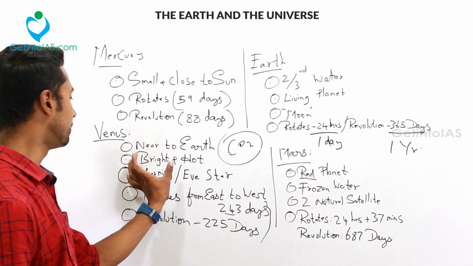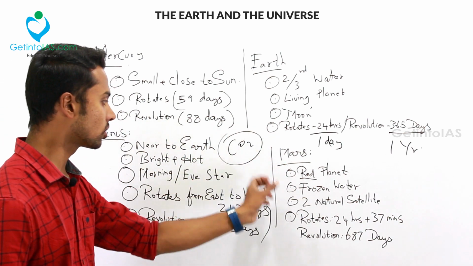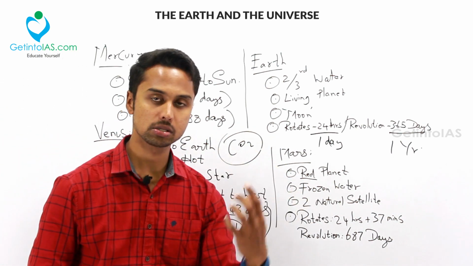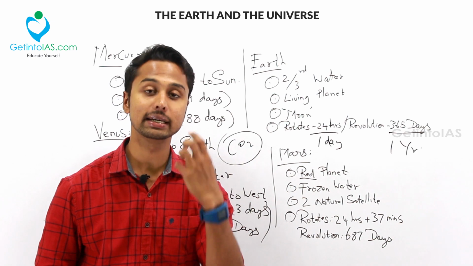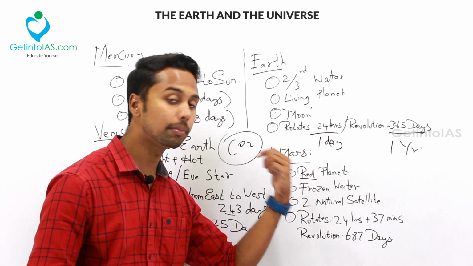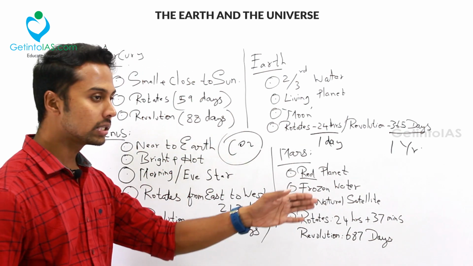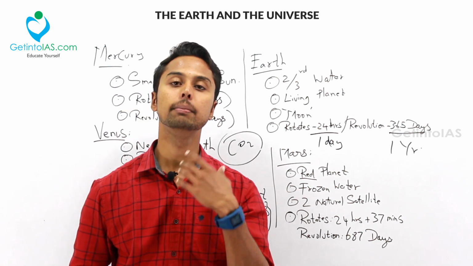That's why it is called the brightest planet. Mars is called the red planet because of the presence of more iron oxide. The color red is present in this planet, Mars. Also, a lot of research is going on on Mars.